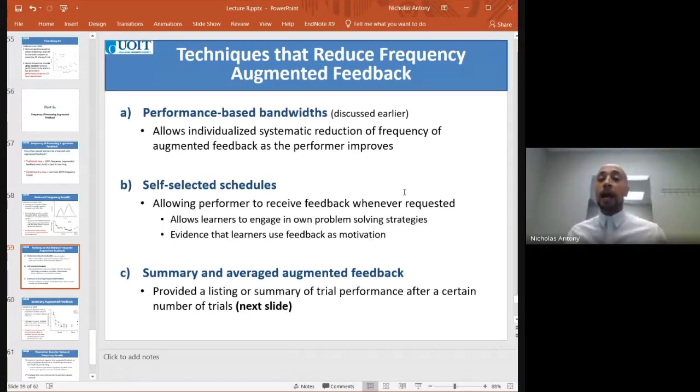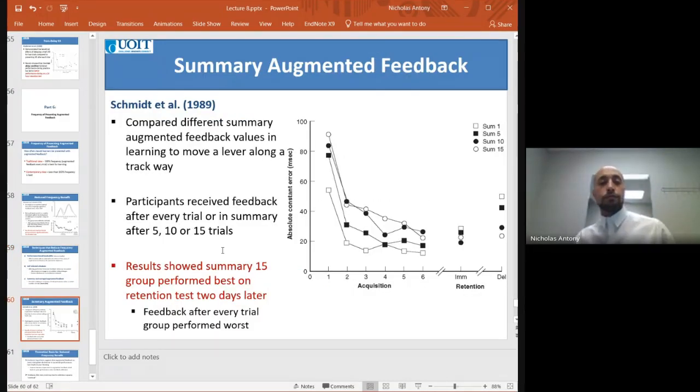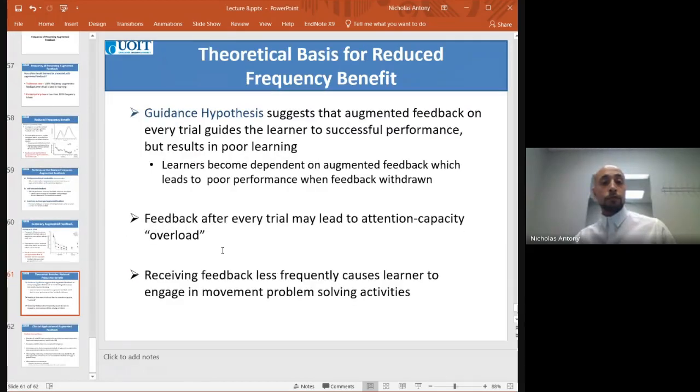So that being said, how do you decrease the amount of time you give feedback? It's usually with performance bandwidths. You can have people self-select. So usually when you have your beginners or your learners, you have them figure out for themselves when they want it. You have them ask for it. They'll ask when they're frustrated or they need information. And when they're in a groove, they just won't ask. Or you could give a summary or average after they're done. And this was one study that looked at that. Cool.